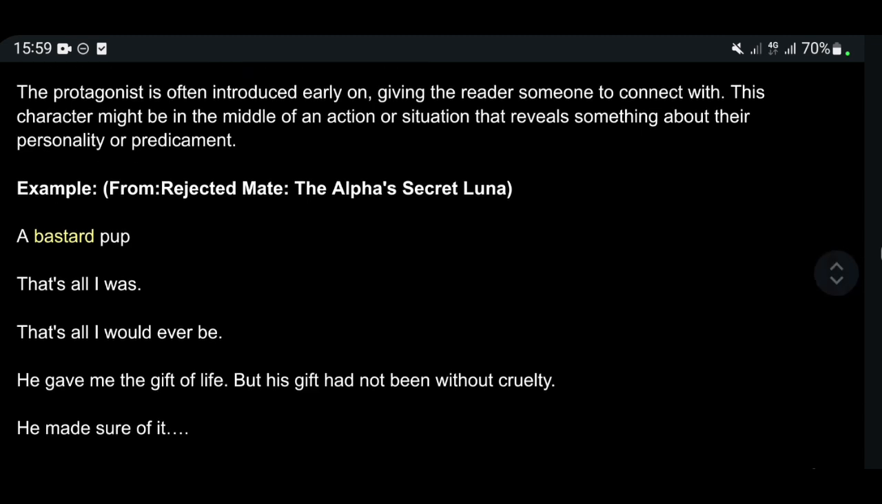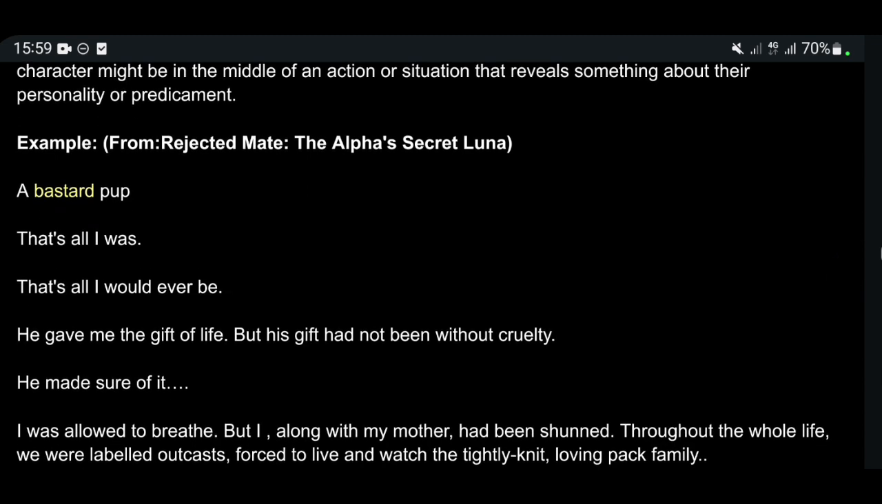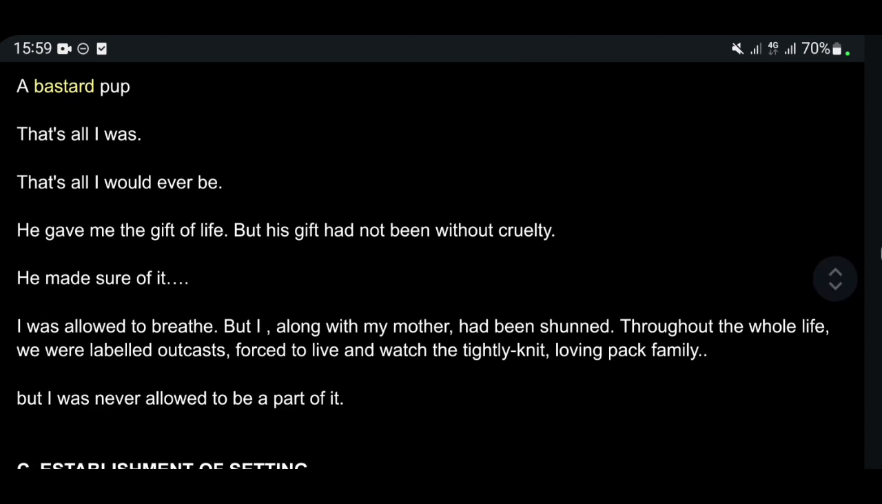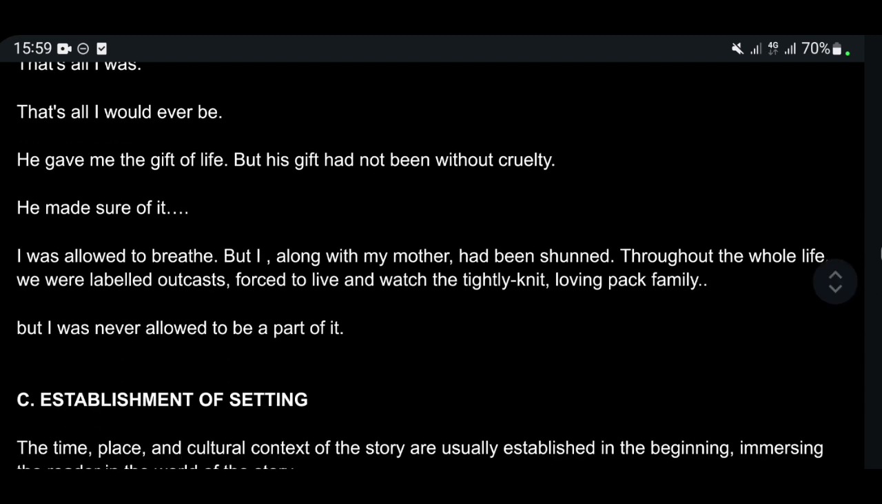Let's look at the example we have here from Rejected Mate, the Alpha's Secret Luna. We have a bastard pup. That's all I was. That's all I would ever be. He gave me the gift of life, but his gift had not been without cruelty. He made sure of it. I was allowed to breathe, but along with my mother, had been shunned. Throughout our whole life, we were labeled outcasts.